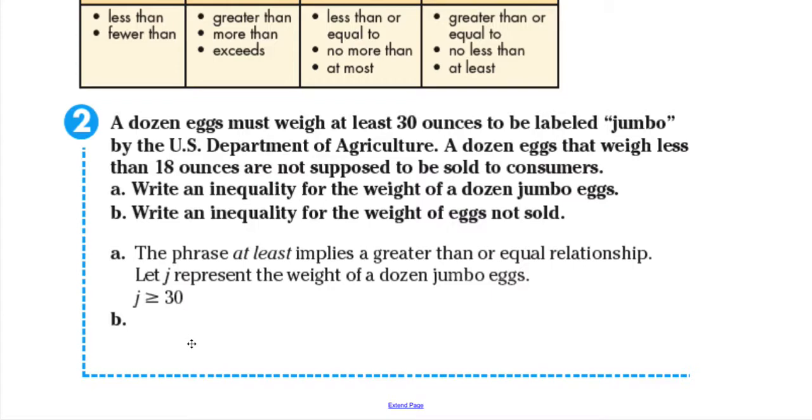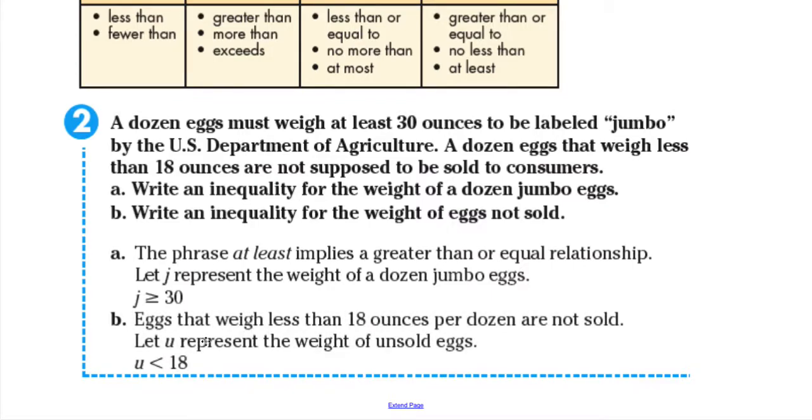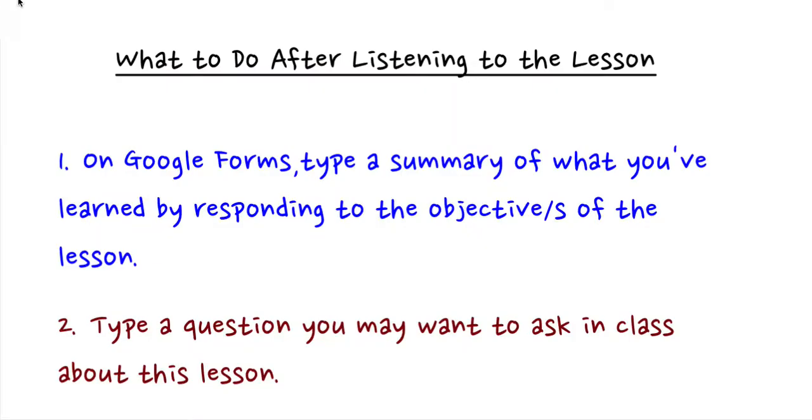So that's your inequality. In letter B, the eggs that weigh less than 18 ounces per dozen are not sold. Let U represent the weight of unsold eggs. Again, U is being defined as the weight of unsold eggs, then U is less than 18. Pretty simple, straightforward, and we are done with our lesson.